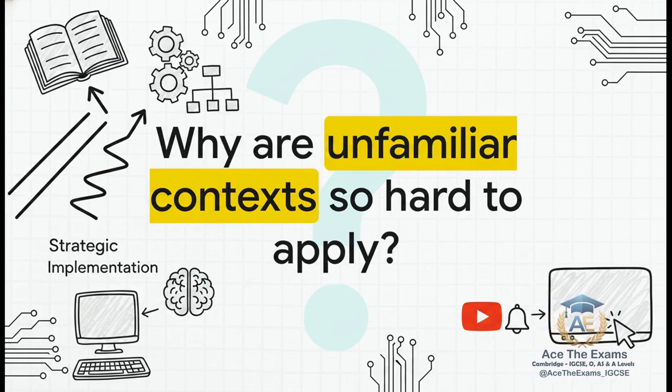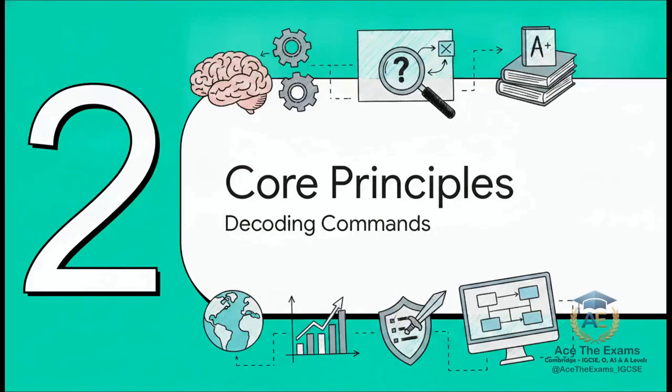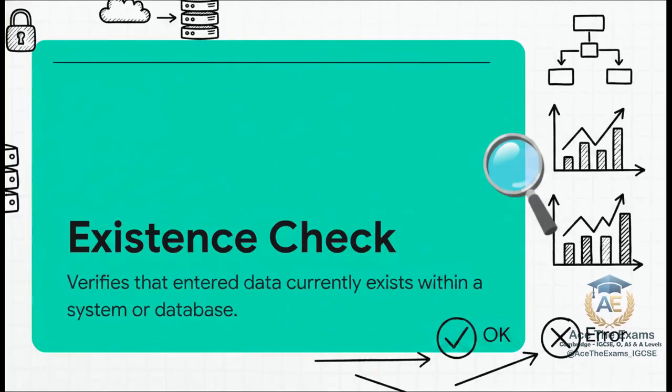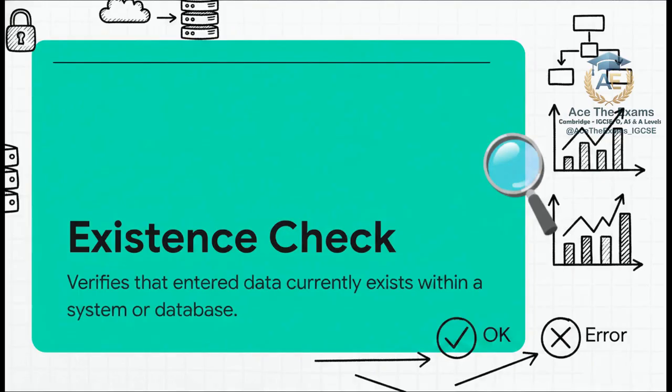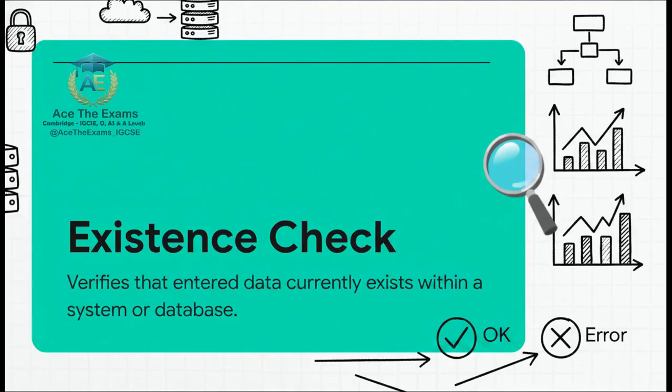Act 2. Core Principles. It is time to start decoding the commands. You have to understand that academic benchmarks in the Cambridge system heavily prioritize analytical depth over superficial breadth. Going back to our boardroom metaphor, an executive doesn't just want you to read a list of product features, they want to know exactly how those features solve the specific problem at hand.